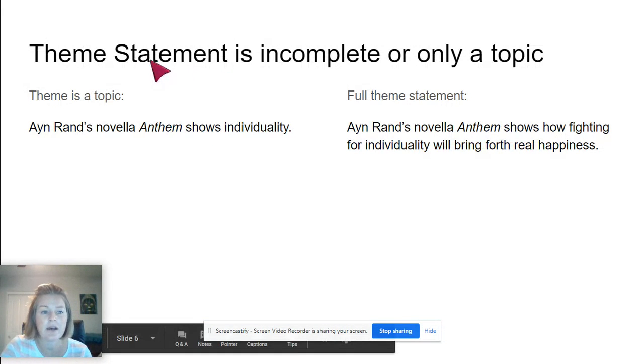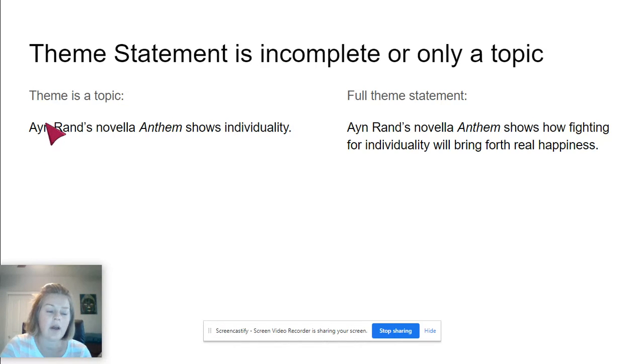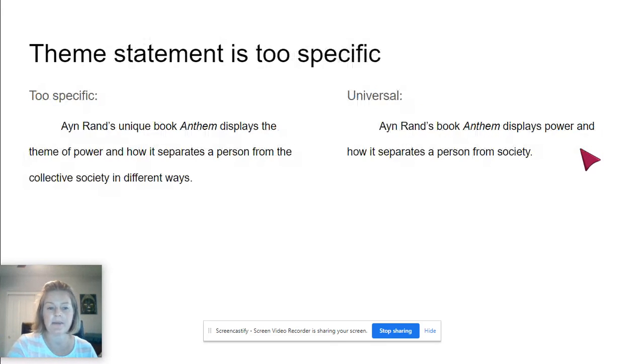So here's some examples of theme statements that went awry. One is that it's a topic. So Ayn Rand's novella Anthem shows individuality. Well, it shows what about individuality? I have no idea because you only gave me a topic. If you only give a topic, you're on the road to just writing a summary, by the way. A full theme statement is going to say something like, Anthem shows how fighting for individuality will bring forth real happiness. So now I'm like, oh, okay, if I'm an individual, I'm going to have real happiness. That's the argument you're going to make. Okay, so I finished the entire statement.